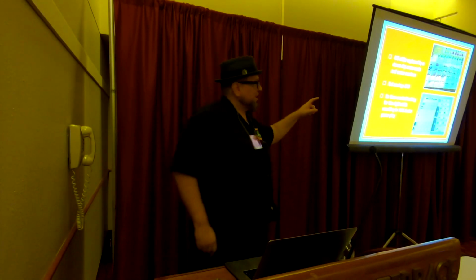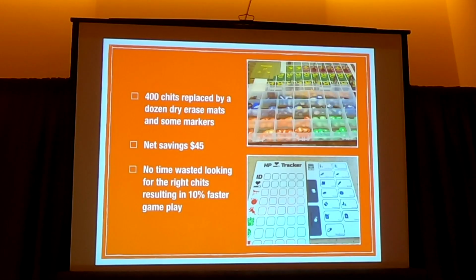I'll show you why. There was a big bucket of chits in the game, 500 chits. I've cut it down to 80 now, all right? I was able to replace those with dry erase markers and a bunch of dry erase mats, and that saved $45 off the cost right there. It also sped up the game.